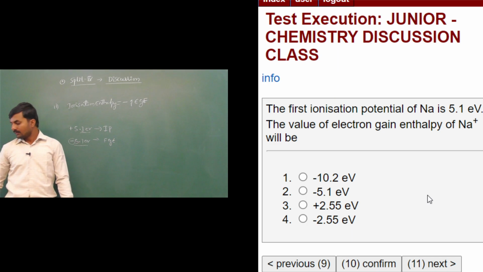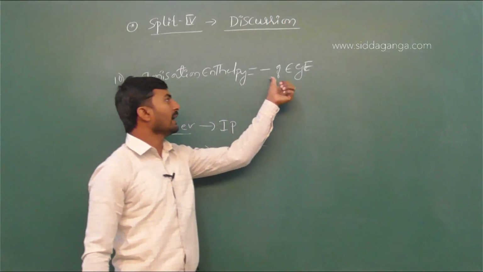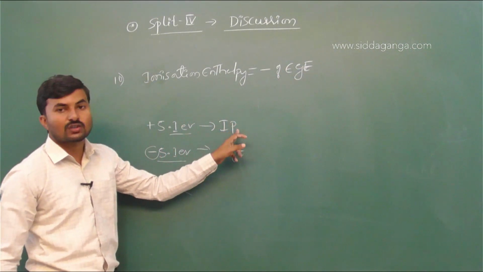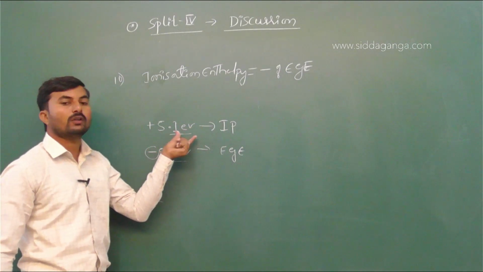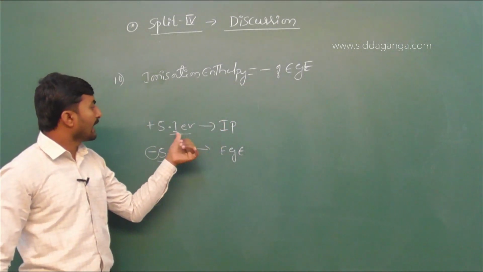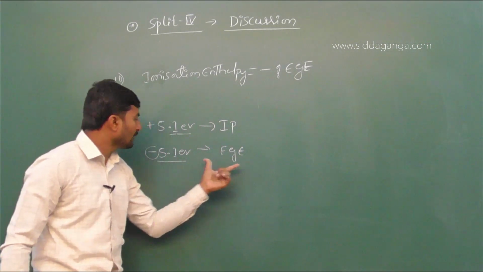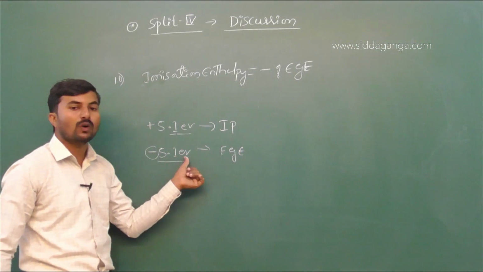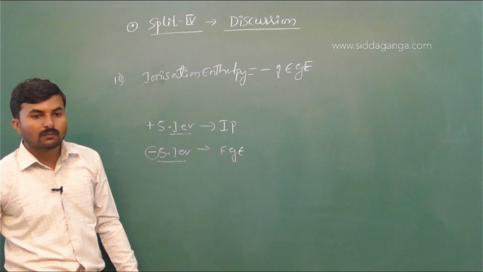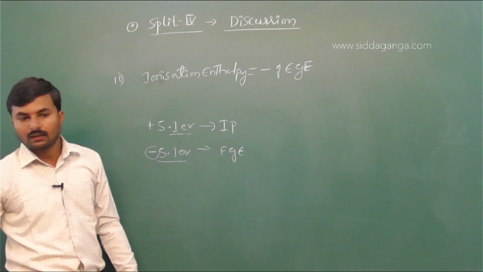So here, ionization enthalpy is the negative of electron gain enthalpy. The value of ionization potential is given as plus 5.1 electron volts. As the formula says, the electron gain enthalpy will become minus 5.1 electron volts. So option 2 is correct here, minus 5.1 electron volts. Okay, the next question.